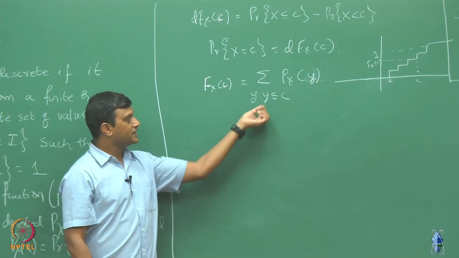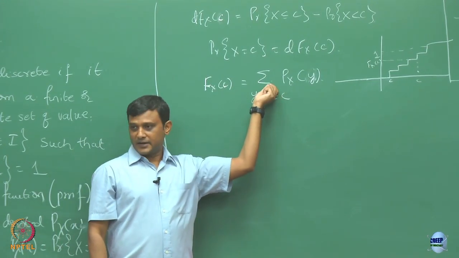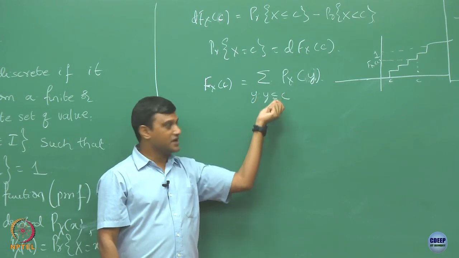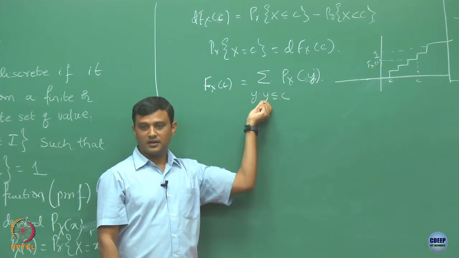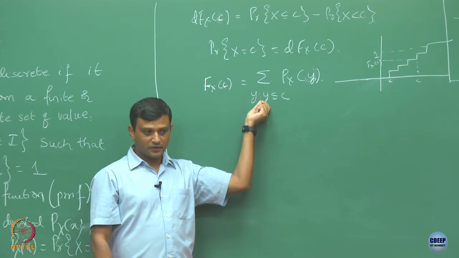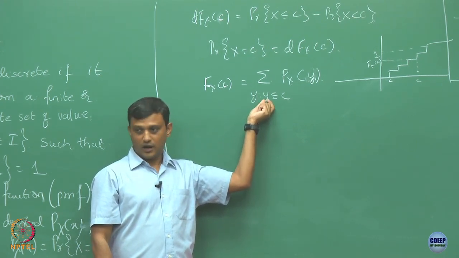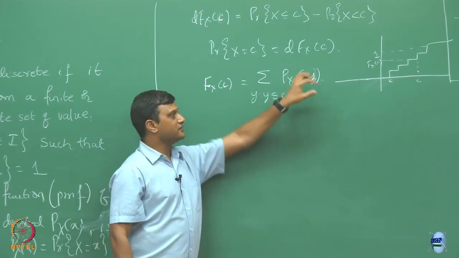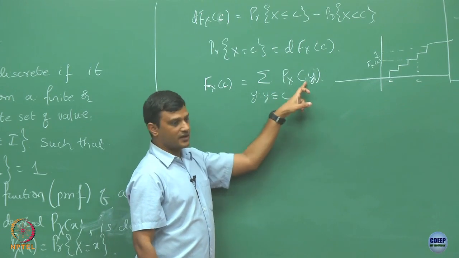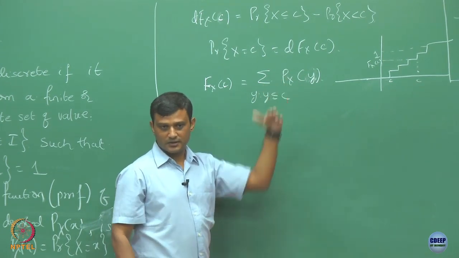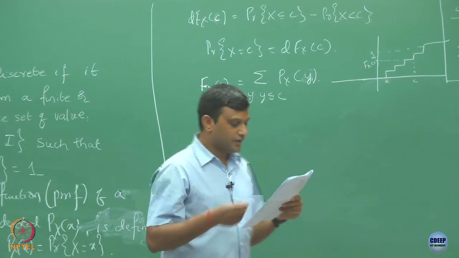So the way I interpret it, even though I have written it as a summation, summation means we are always adding finitely many terms, right? But here I am writing it as y less than or equal to c. That means there are uncountably many such y. The way to interpret it is, all those y's where this has a positive value, we are only summing over them. Okay, fine.